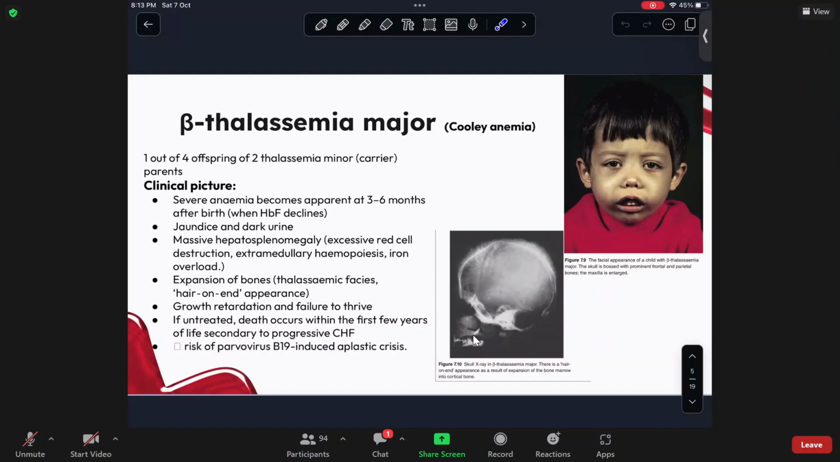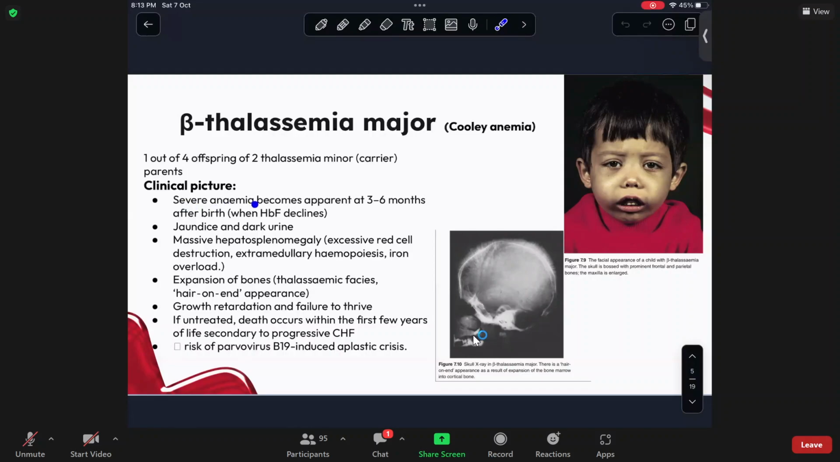That's why patient education for beta thalassemia minor patients is important, because if they marry another beta thalassemia minor, they can have the risk of having 1 out of 4 of their children with beta thalassemia major. And what are the clinical pictures that the patient has?